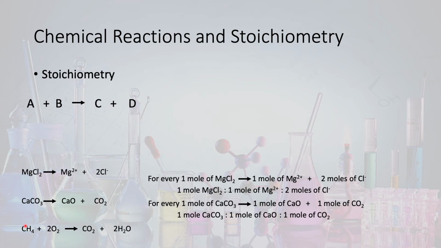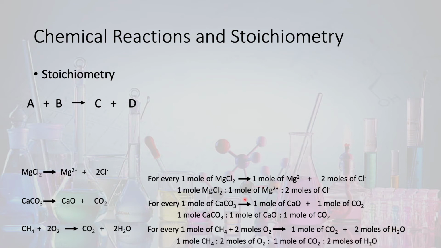In our last example here, the combustion of methane, we know that for every 1 mole of methane, again there would be a 1 here, that reacts with 2 moles of oxygen gas, again denoted by the 2 here, will yield 1 mole of carbon dioxide and 2 moles of water. So the stoichiometric ratio for this chemical reaction is 1 mole methane that reacts with 2 moles of oxygen will produce 1 mole of carbon dioxide and 2 moles of water. Otherwise, also stated as 1 to 2 to 1 to 2.